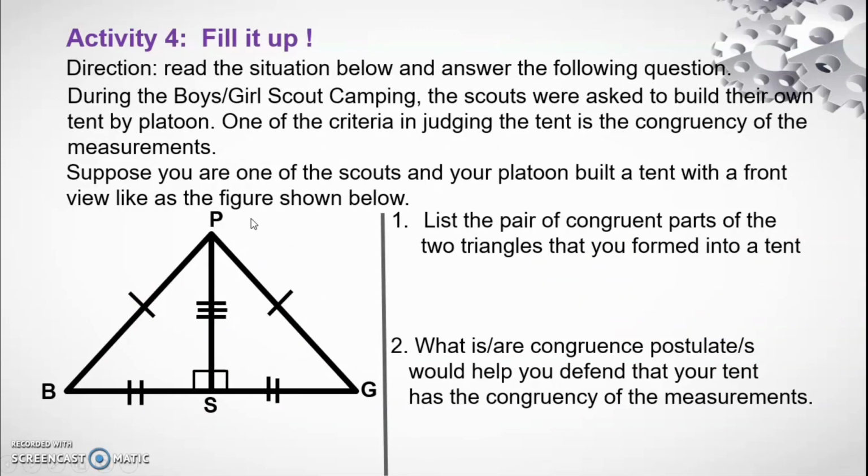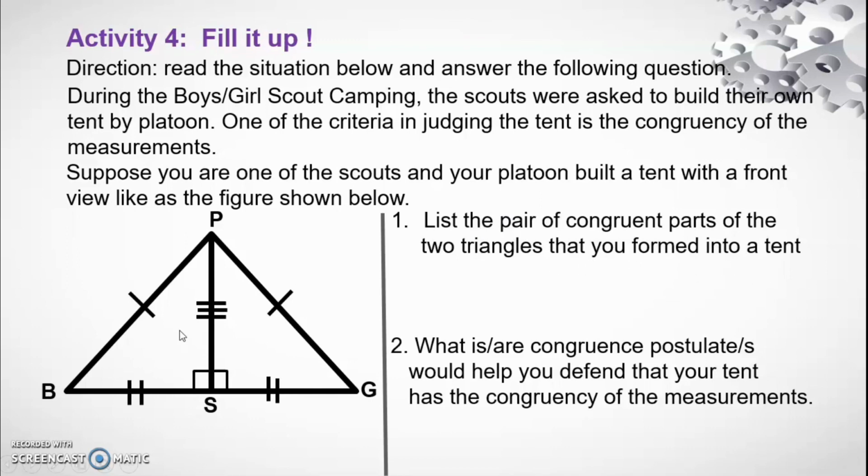Okay, activity 4, direction, read the situation below and answer the following questions. During the Boy or Girl Scout camping, the scouts were asked to build their own tent by platoon. One of the criteria in judging the tent is the congruency of the measurements. Suppose you are one of those scouts and your platoon built a tent with a front view like the figure shown below. Paganito yung tent.